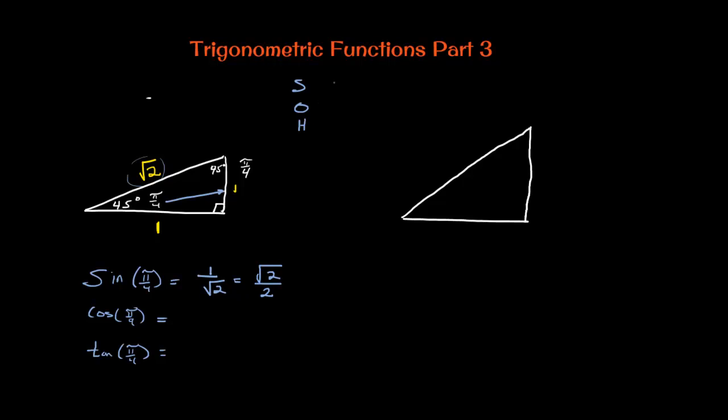Cosine of pi over 4: cosine is adjacent over hypotenuse. The adjacent value is this one down here, so that's also going to be a 1 all over the hypotenuse, square root of 2. We rationalize that and say that's square root of 2 over 2. And tangent by definition is opposite over adjacent. Tom's old aunt sat on her coffin and howled. That's how I like to remember this. Our opposite value is 1 and our adjacent value is also 1, so tangent of pi over 4 is equal to 1.